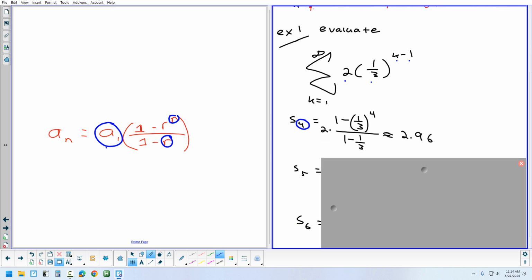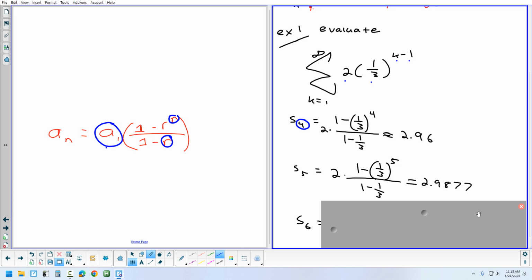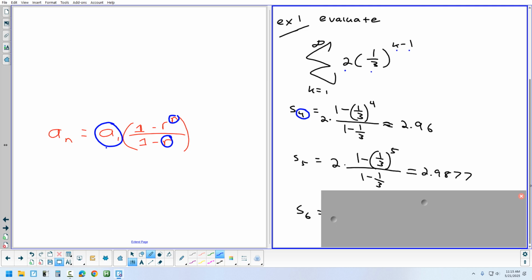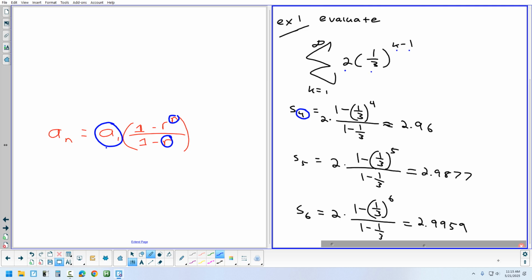If I add up the first 5 terms, you can see that the 5th term in this sequence isn't very big. It only added a little over 2/100ths to the previous number. So we got 2.9877. And if we add up the first 6 terms, we get 2.9959.